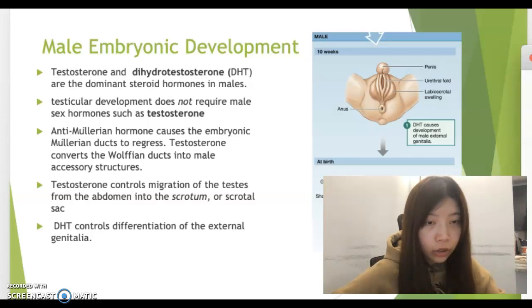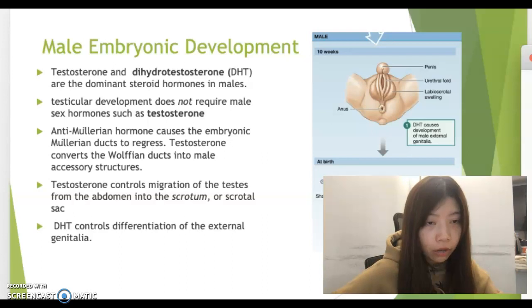Testicular cells secrete the glycoprotein anti-Müllerian hormone. Testicular Leydig cells secrete androgens, testosterone and its derivative DHT, dihydrotestosterone. Testosterone and DHT are the dominant steroid hormones in males.